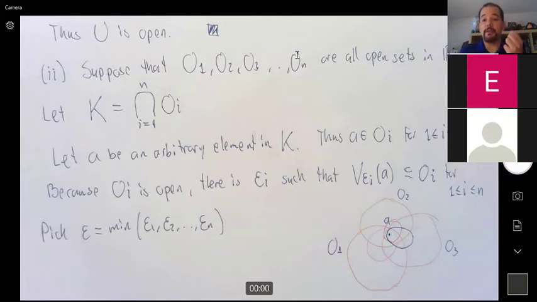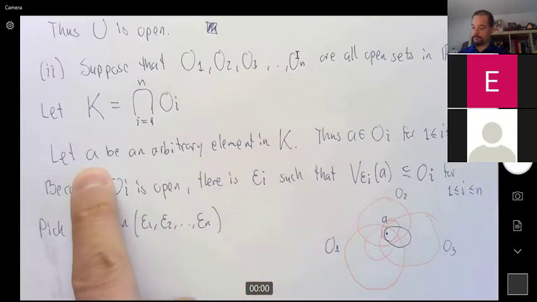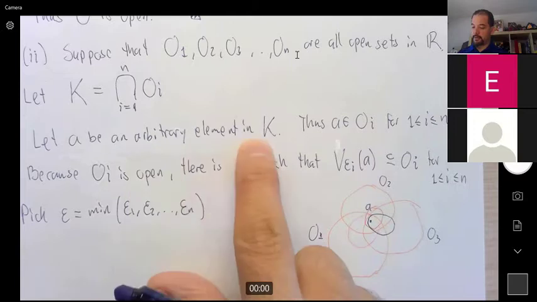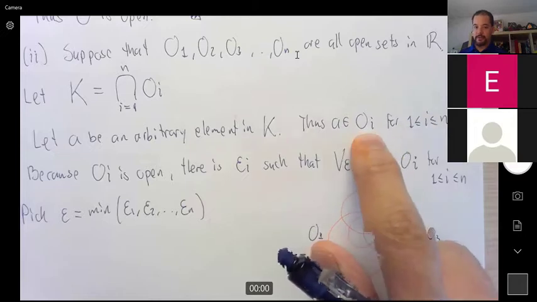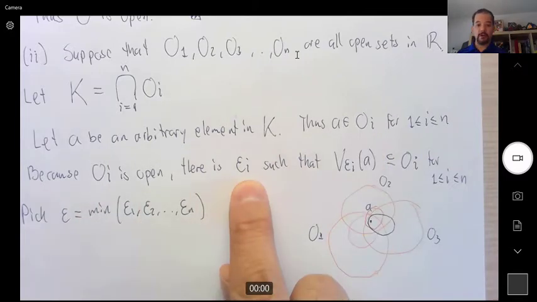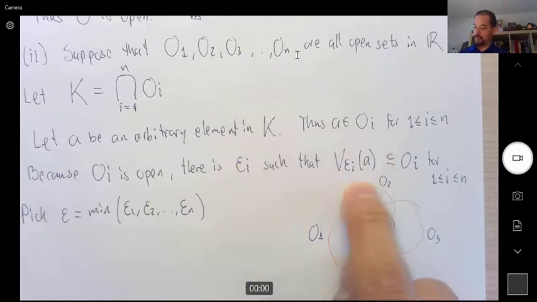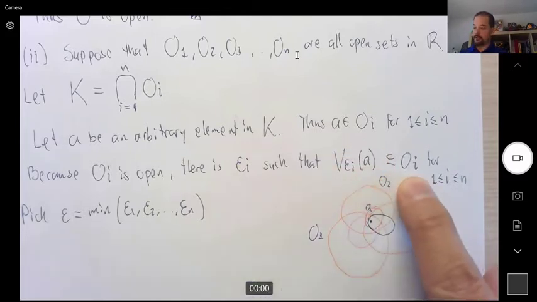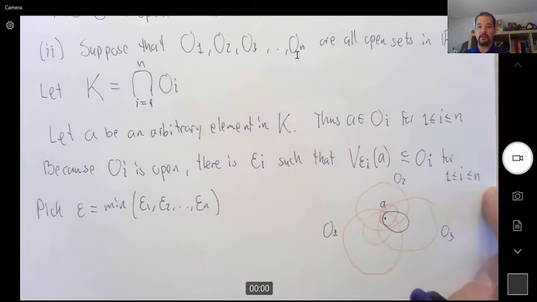And let's remember that an open set is a set where every point has a little epsilon neighborhood contained in the set. So that's what we needed to do. We picked an arbitrary point, this A. And because it's an arbitrary point in the intersection, it belongs to all of them. And because each one of these is open, each one of these sets comes with an epsilon neighborhood, and we called it V sub epsilon I. So this little epsilon neighborhood is contained in the open set O_i for each one of the i's between 1 and n. And then we were about to be done.